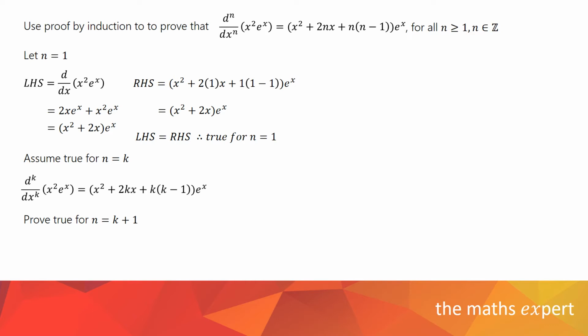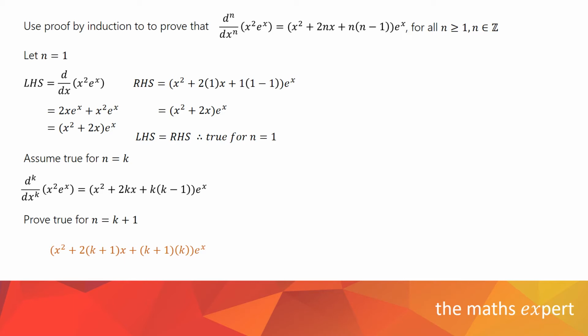My assumption for when n is equal to k is that the derivative of x squared e to the x is equal to x squared plus 2kx plus k times k minus 1, all times by e to the x. As I have done in previous questions, I've put down the goal here, what I'm heading towards when n is equal to k plus 1.